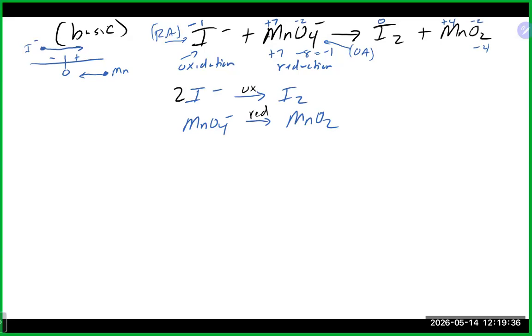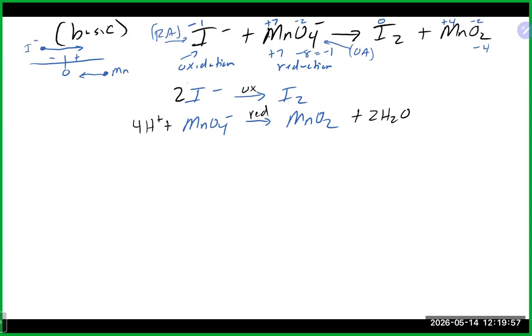We got 4 oxygens on the left and 2 on the right. That means that we need a couple of waters here on the right to balance out the oxygens. Once again, since we added 2 waters, that's going to require us to put 4 H+ on the other side. Now we are ready for electrons.